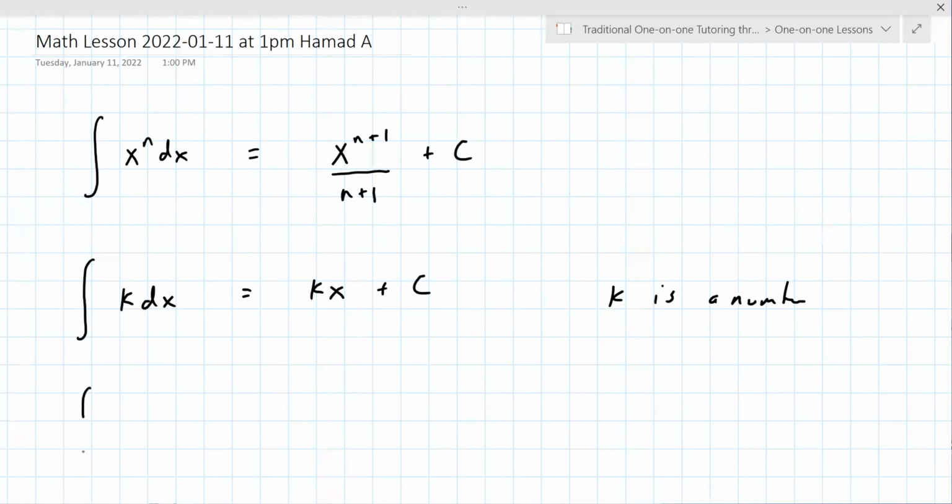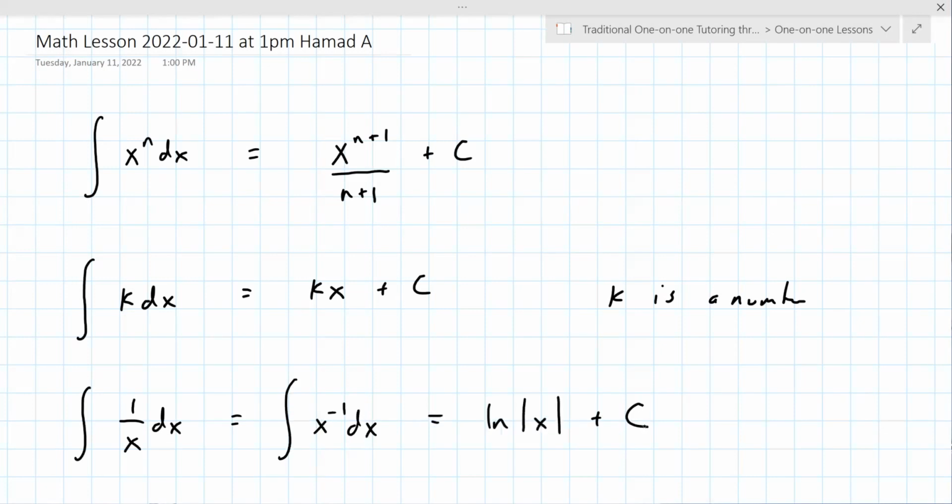We also learned that the integral of 1 over x dx, which is really the same as the integral of x to the minus 1 dx, equals the natural log of the absolute value of x plus c. Okay. I think that summarizes everything that we've done.